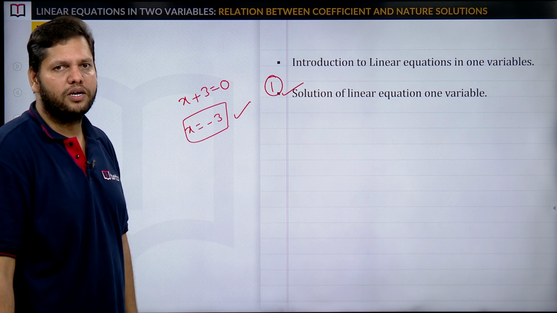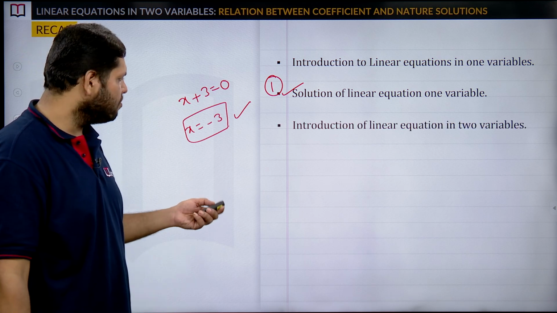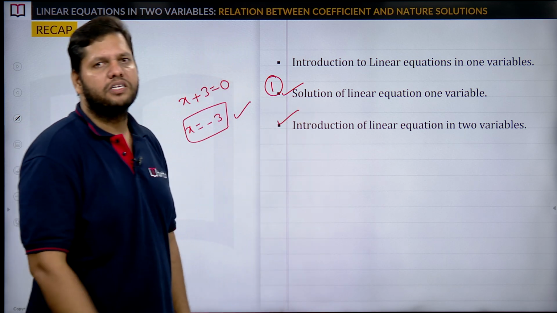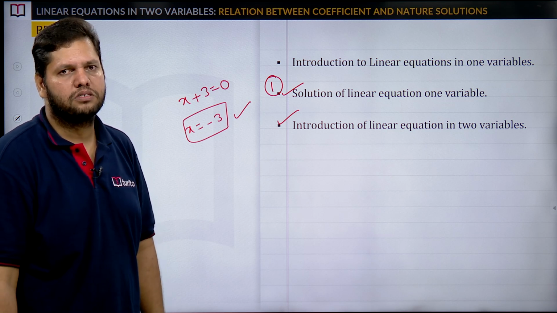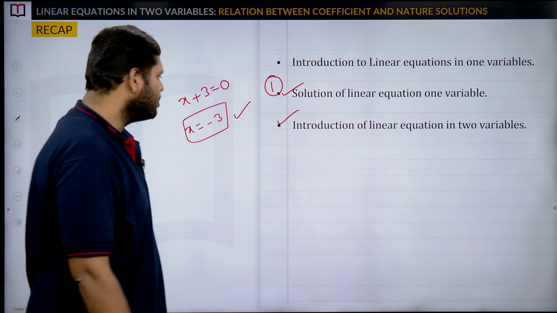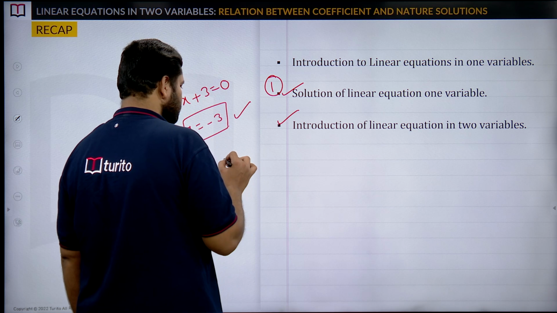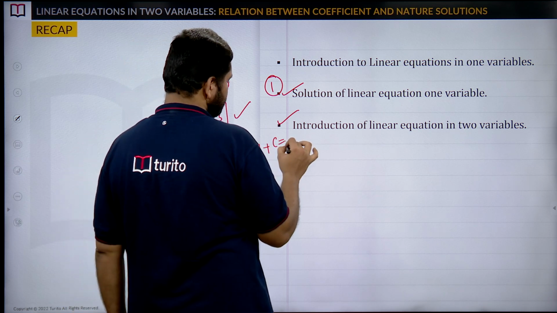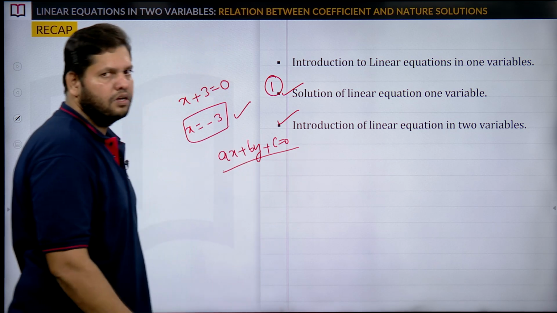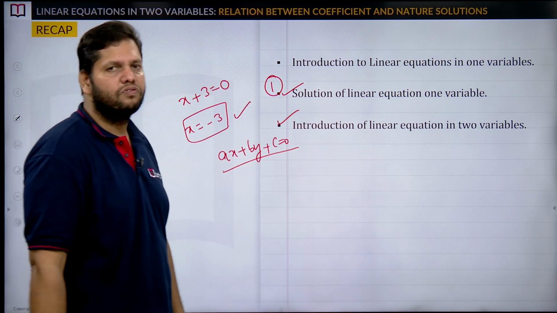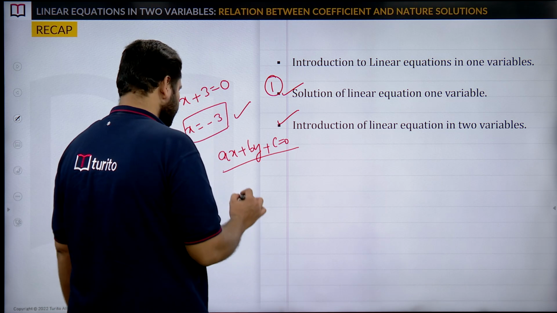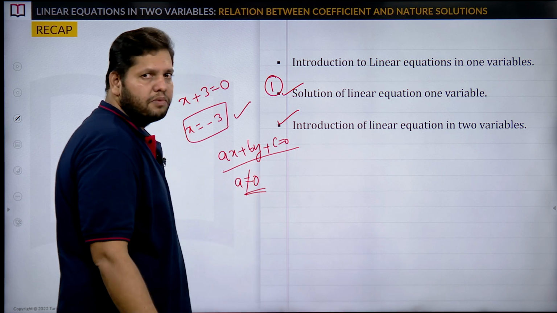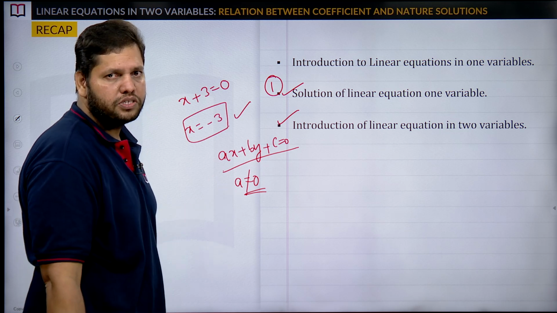Am I clear, children, on this point? Okay. Then, children, we have moved to the linear equation in two variables. Like, what is the introduction of linear equation of two variables? Okay. So what is standard form? Can you tell me, children, what is standard form? The standard form is ax plus by plus c equal to 0. It is the standard form of linear equation in two variables, and one more condition: here a is not equal to 0. Are you getting my point, children?